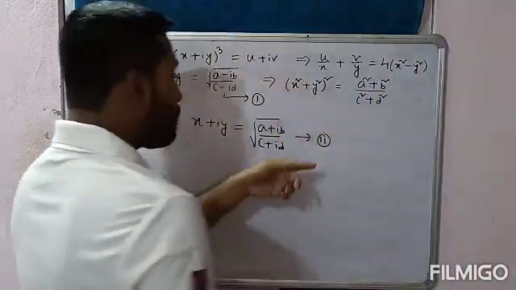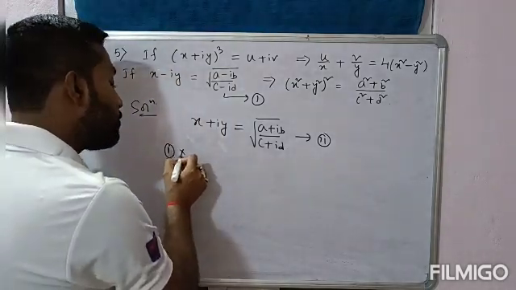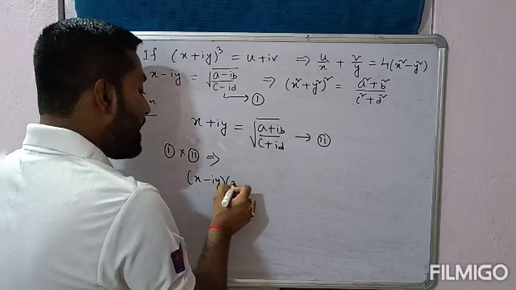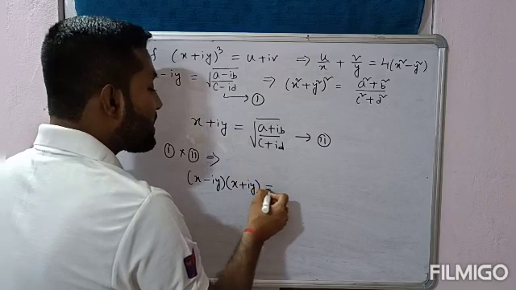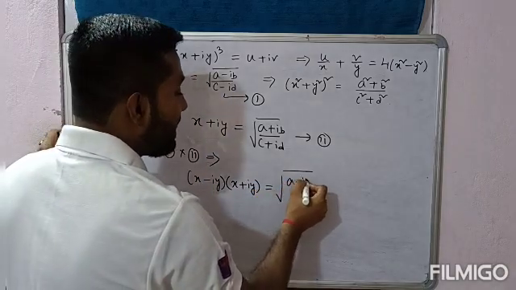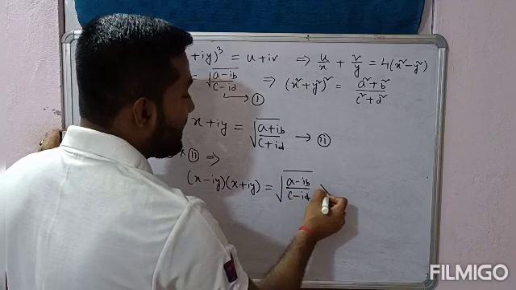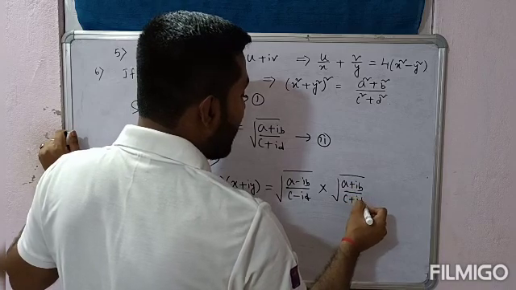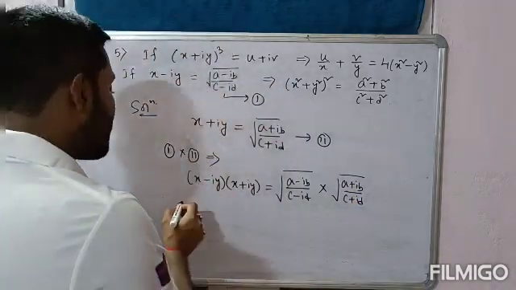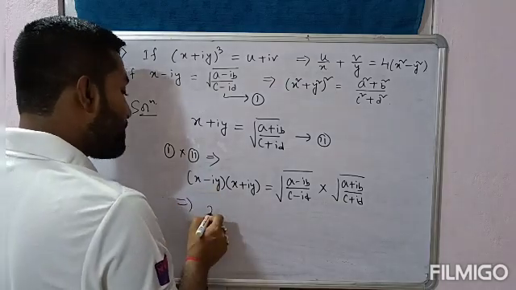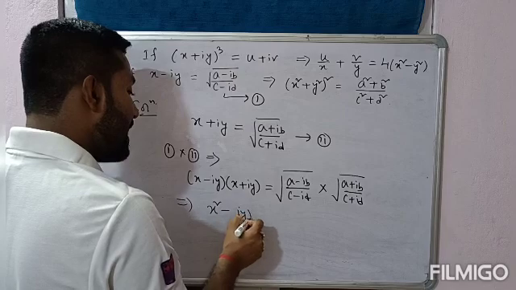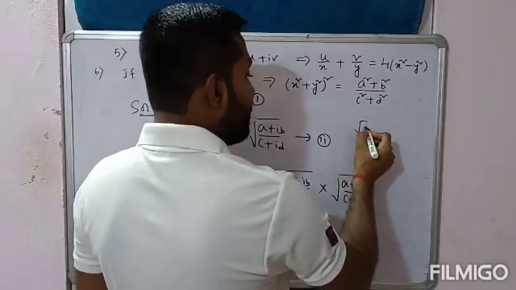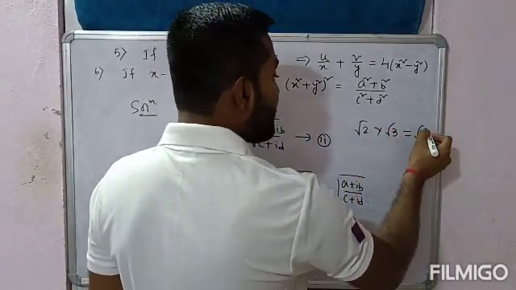Alright, so now what you have to do, you have to multiply these two equations. So equation 1 into 2, क्या मिलेगा हम लोग को, x minus iy into x plus iy, which is equal to under root a minus ib divided by c minus id into under root a plus ib divided by c plus id. Alright, now normal expansion जैसे किया जाता है, again a minus b into a plus b can be written as x square minus iy whole square, which is equal to, listen, root over 2 into root over 3 can be written as root 6.